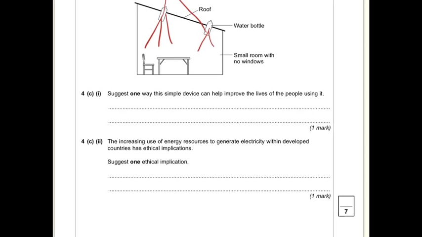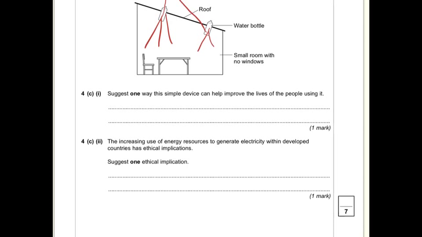Suggest one way this simple device can help improve the lives of people using it. Well, they're looking for any sensible suggestion that's to do with being able to see better inside. So you'll be able to see to do some work, or able to cook inside, or read inside, something like that. It's not enough just to say it lights up the room. That's not enough. You have to say, well, what's the benefit of lighting up the room? And it's not enough to say it means they don't have to pay for electricity, because they weren't able to pay for it in the first case. So that's not the benefit.